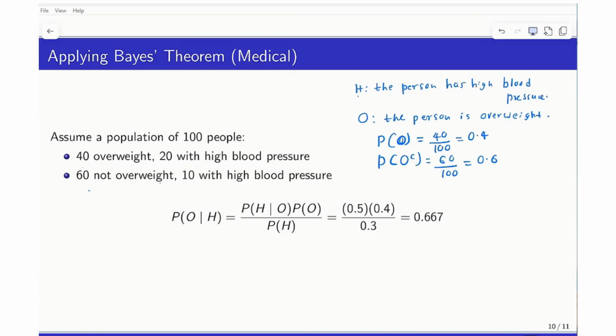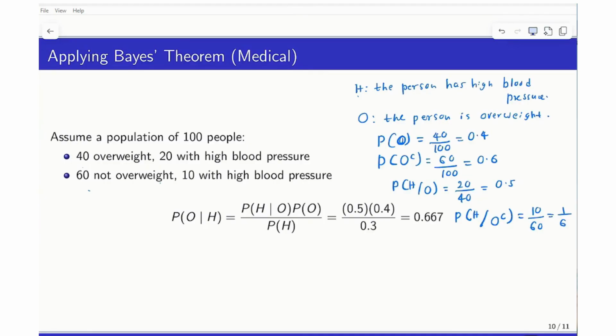If the person is overweight, from 40, 20 have high blood pressure. That means the probability of high blood pressure given overweight is 20 out of 40, that means 0.5. And if the person is not overweight, from 60, 10 have high blood pressure. The probability of high blood pressure given the complement of O is 10 out of 60, which is 1/6. Then we can directly substitute these values into the equations.